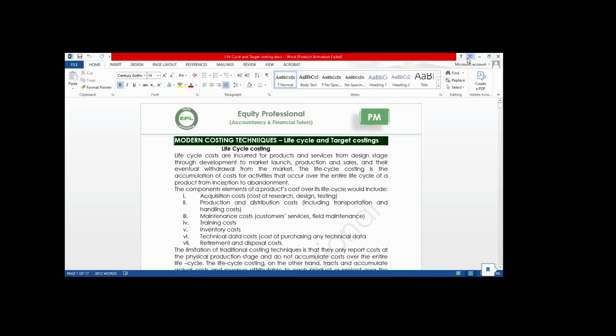We have the traditional costing system. We now have the modern costing system. We are going to try to compare the two. What is modern costing system? Why modern costing system? What are the types of modern costing system? These are some of the issues that will be discussed in tonight's class.